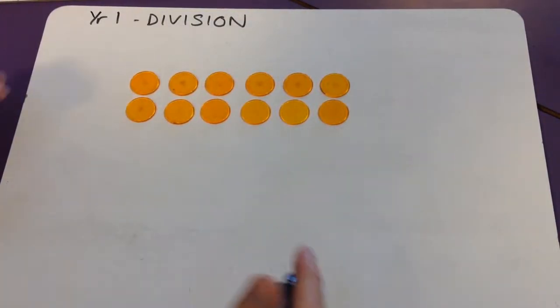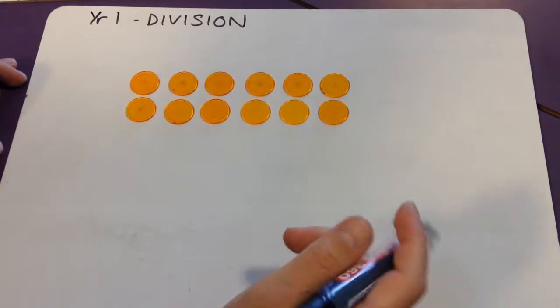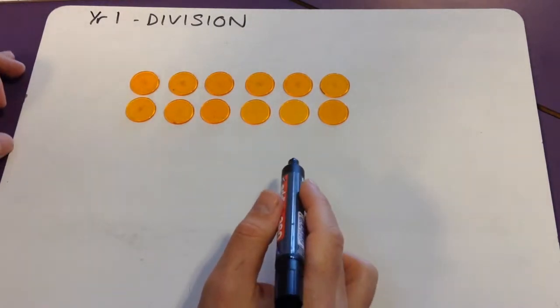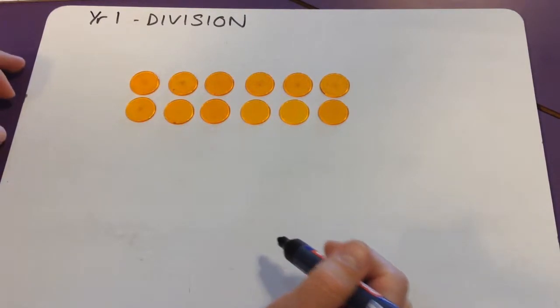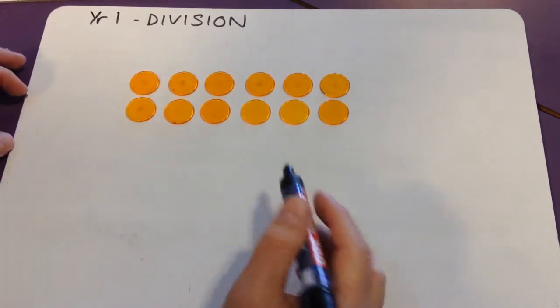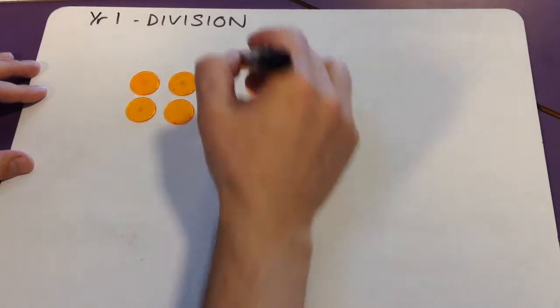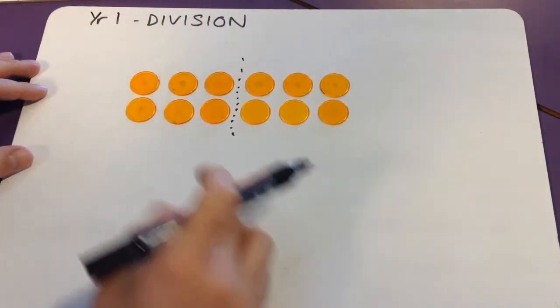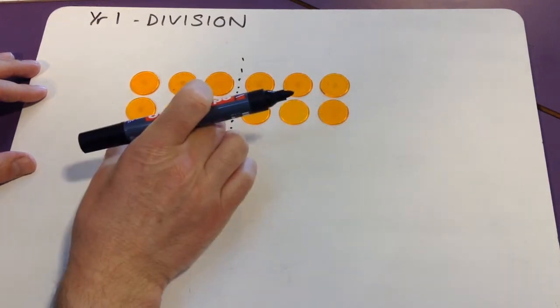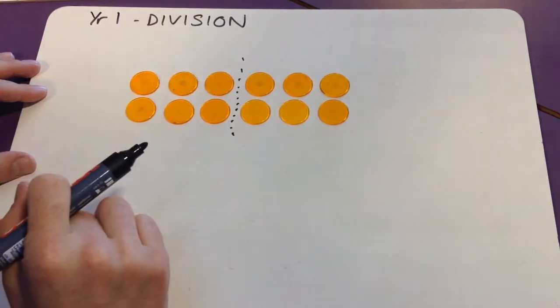With division in year 1, we need to consolidate the halving that we did in the early years foundation stage by halving numbers up to 20. So if we've got 12 chocolate buttons here, we can halve them by cutting them down the middle, and we've got 2 equal pieces. We've got 6 on this half and 6 in this half.